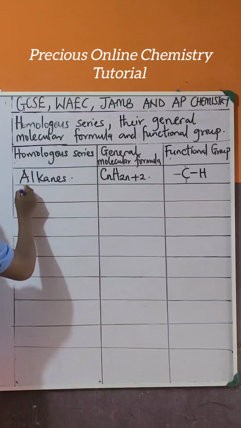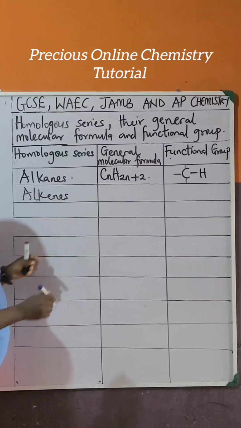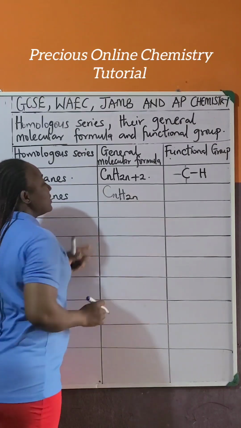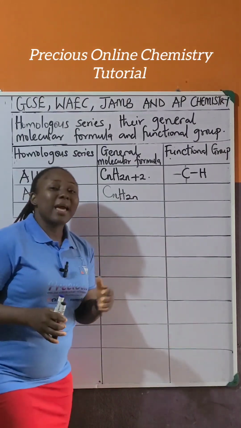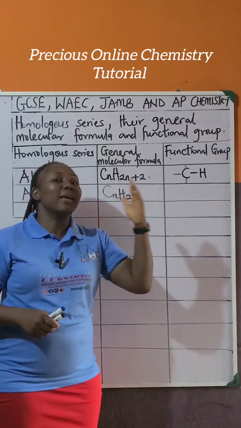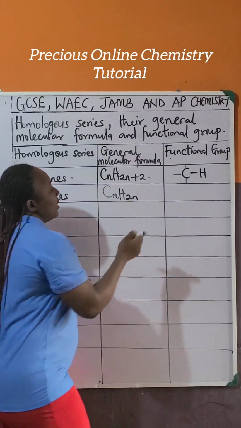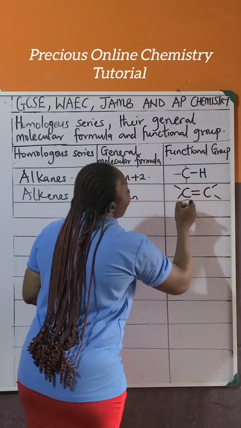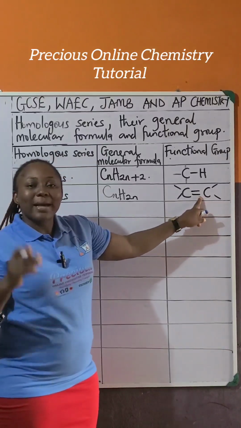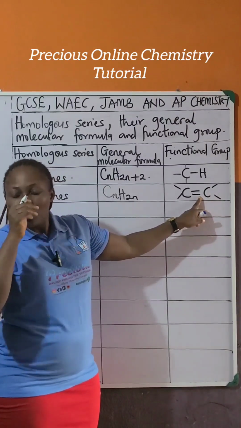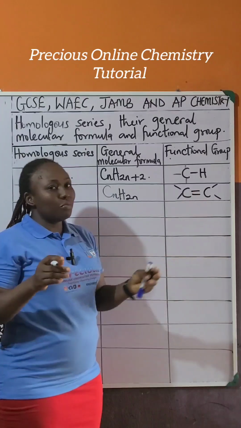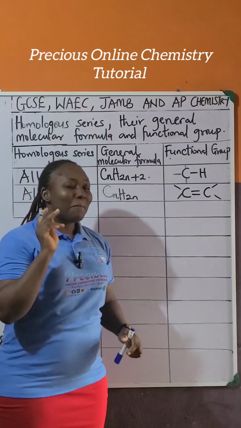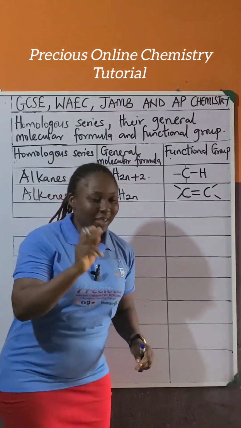Then the second one, the alkenes. The alkenes have the formula CnH2n. They are 2 hydrogen less than the alkanes. So how do we know them? They are made of carbon-carbon double bond. They contain a double bond in between the carbon atoms. So whenever you see an organic compound that has a double bond, mind you, that is an alkene.